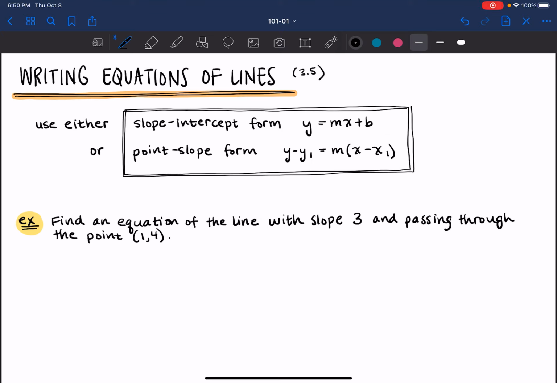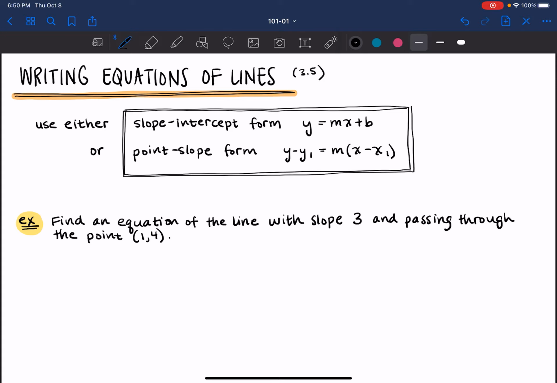Okay, so the last section in this chapter is about how we write equations of lines. So we've looked at so far how to graph them using the intercepts, also using the y-intercept and the slope. We've also looked at how to find the slope, and now we're just going to put it all together and see how we can write equations of lines.